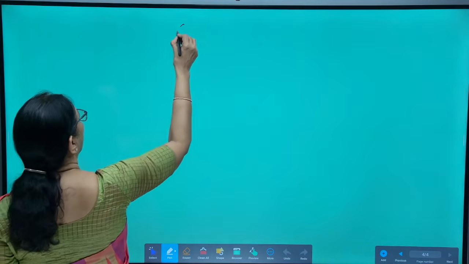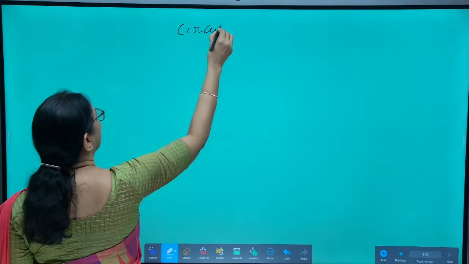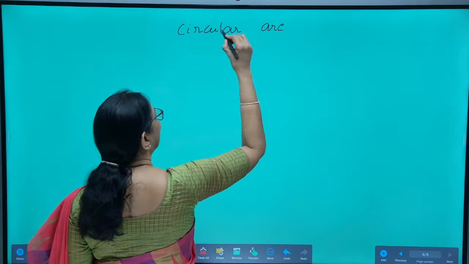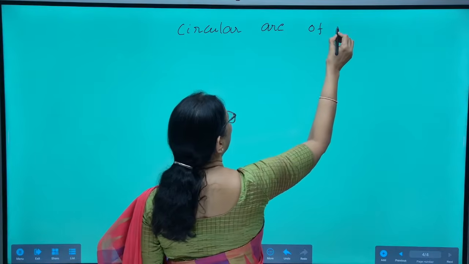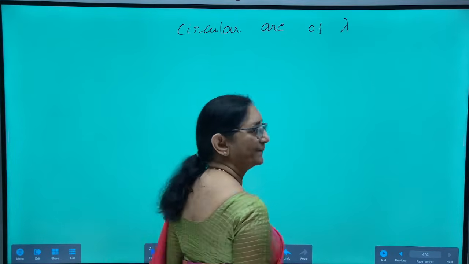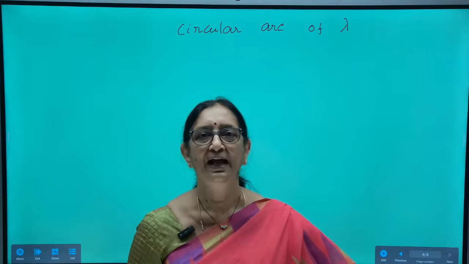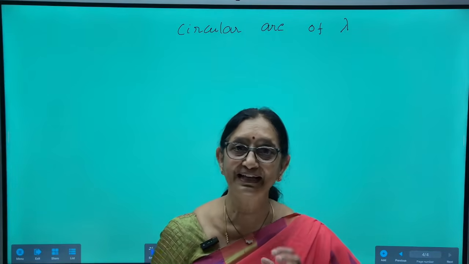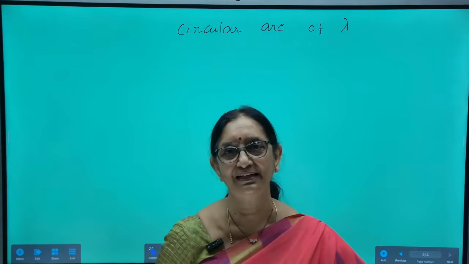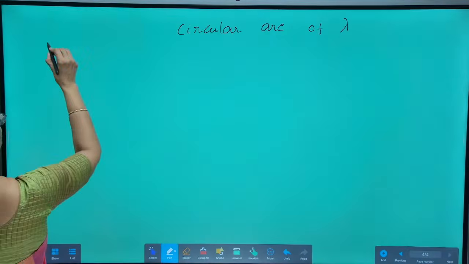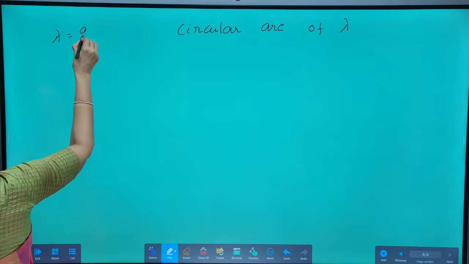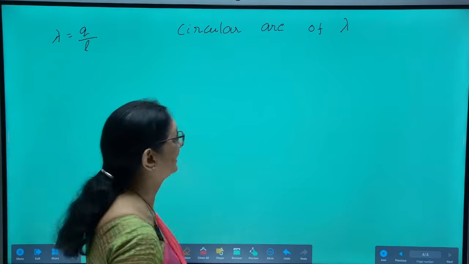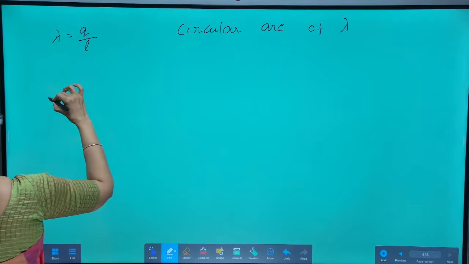Now, we are going to consider an expression for electric field intensity at the center of a circular arc of linear charge density lambda. Linear charge density means the total charge by total length of the ring. Here we are considering a circular arc.